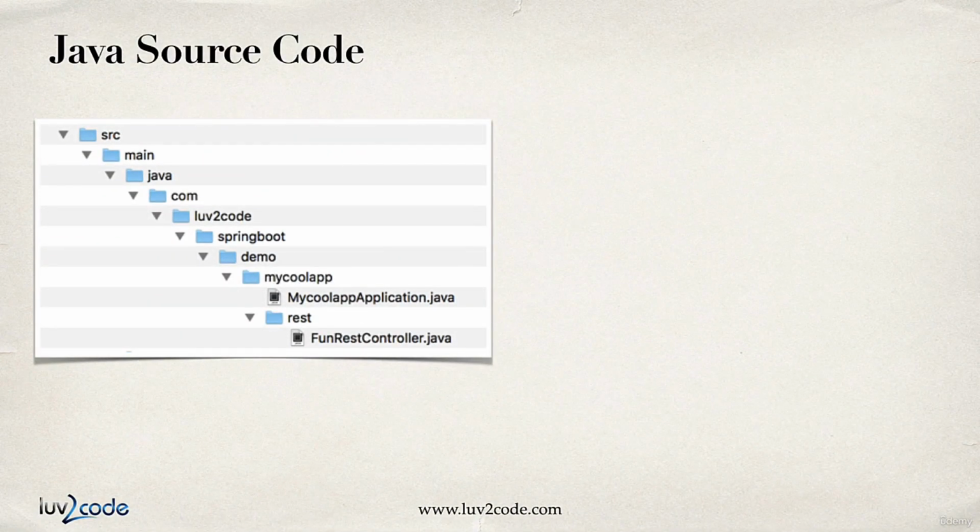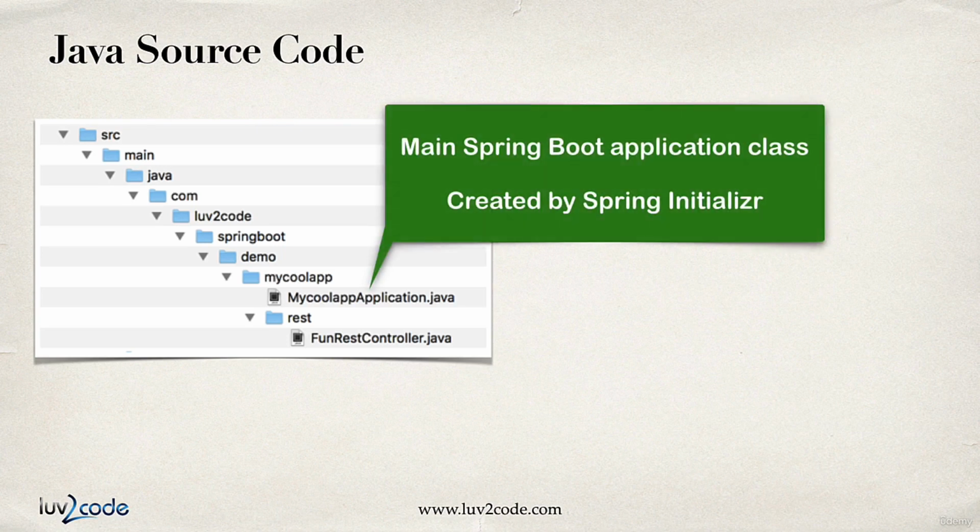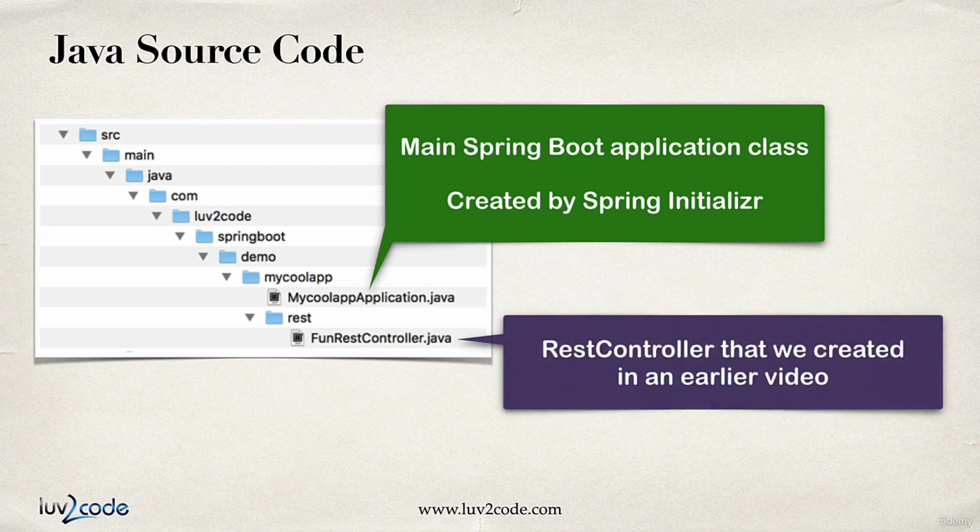Okay, so now some of the source code. We saw a small bit of the source code, but I didn't really go into details on it. When you generate your actual project, you have this main Spring Boot application class that's created by the Spring Initializer. And then we also saw in the previous video, we created a REST controller and we called it FunRestController. And we used the FunRestController to expose a very simple REST API. Now that's enough for now. We'll move ahead to the next video and we'll discuss application properties.